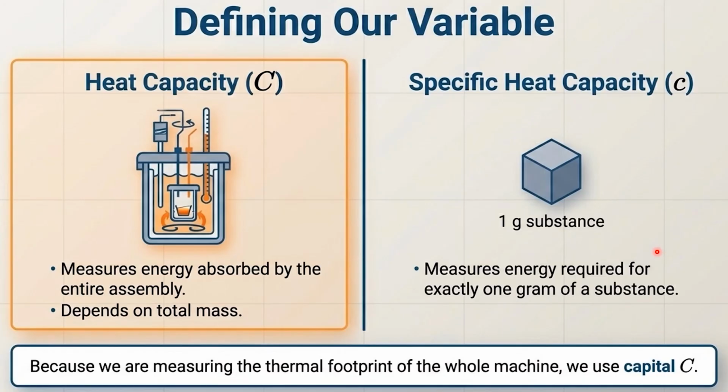Next, let's talk about heat capacity. Heat capacity, represented by the symbol capital C, measures how much heat is required to raise the temperature of an entire object by 1 degree Celsius. This is different from specific heat capacity, which refers to the amount of heat needed for 1 gram of a substance. In this exercise, we are dealing with the whole calorimeter assembly, so we use heat capacity, not specific heat capacity.